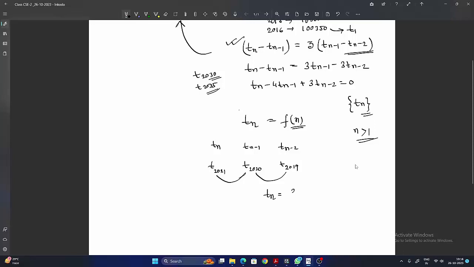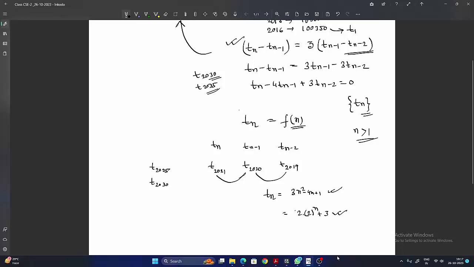or maybe 2 into 2 to the power n plus 3, like that. We want to find that relation where we can put any value of n and predict the population in any subsequent year. That means if you want the population in 2025, you can do that. If you want to calculate 2030, just put the values in there and you will get the values.